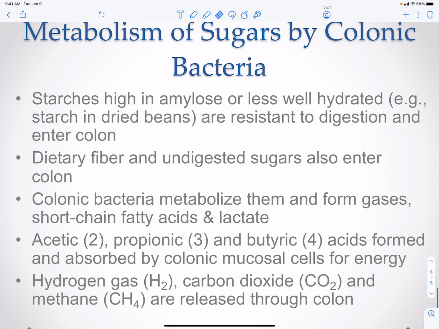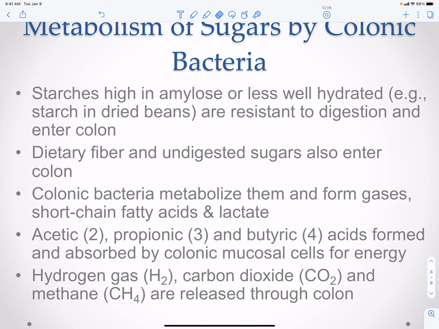Now finally, we're going to have your colon bacteria in the colon that are going to be able to pick up your sugars and digest them as well. So we're going to have those starches that we started out with that got broken down, and you're going to have some that are not very well hydrated, such as your dried beans, and these will get passed on to your colon where your bacteria will metabolize. Dietary fiber and sugar that simply were not absorbed or not broken down get passed into the colon.